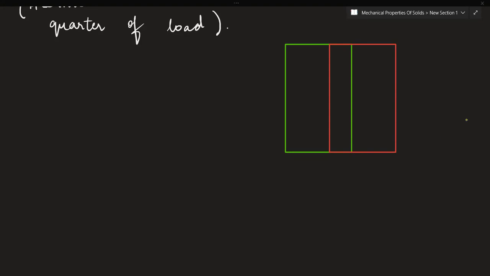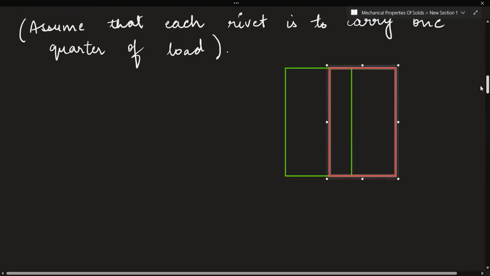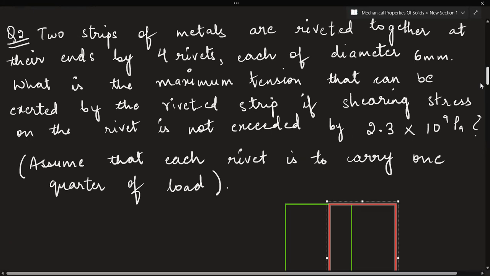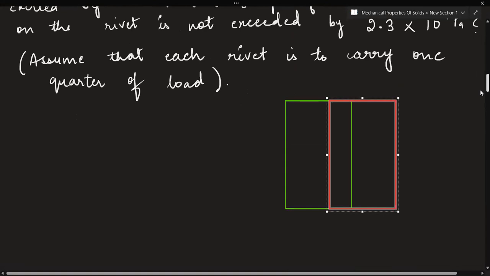Yes, Hishma. See on the screen now. The question says that two strips of metal are riveted together at their ends by four rivets. It means if these are the two strips of metal, let's say first a green one and then another red one, there are four rivets like this. Both of them have been stuck together.